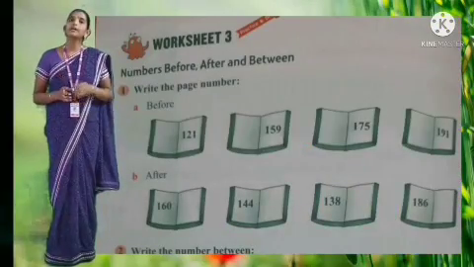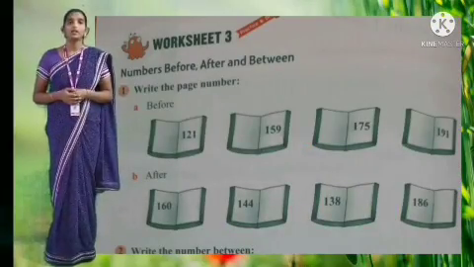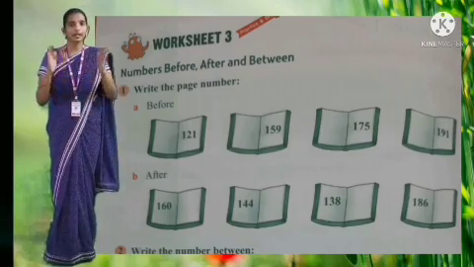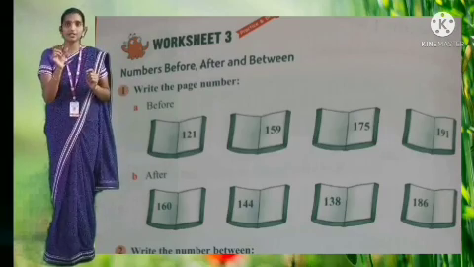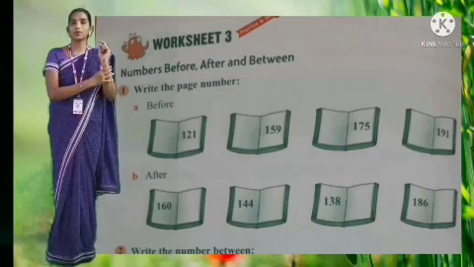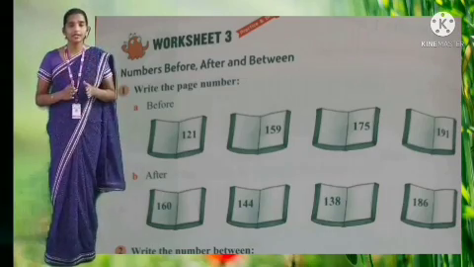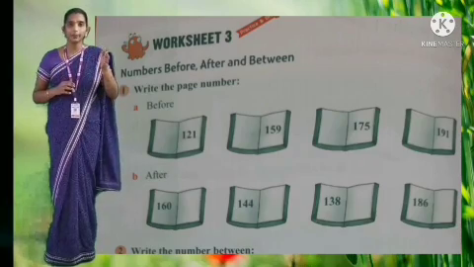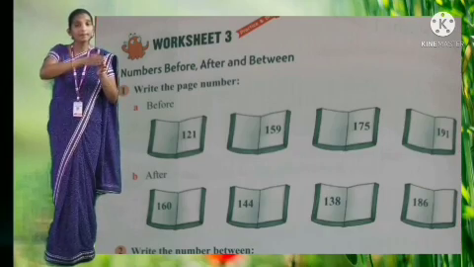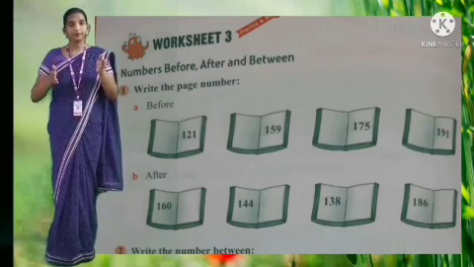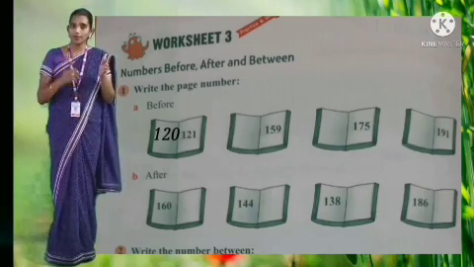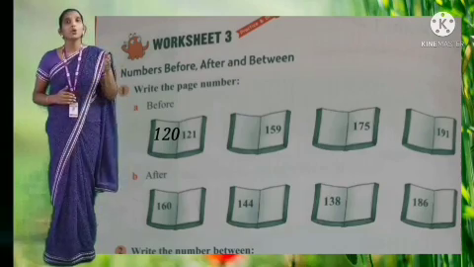Page number 8. Numbers before, after and between. First one, write the page numbers. A, before. So they have given a book. A number is printed, which means the page number. So we are going to write the before number. The first one, A, is before. So look at the first image. What is the number they have given? 121. So the before number means one step before. What is the number? So 1, 2, 0. 120. Okay.